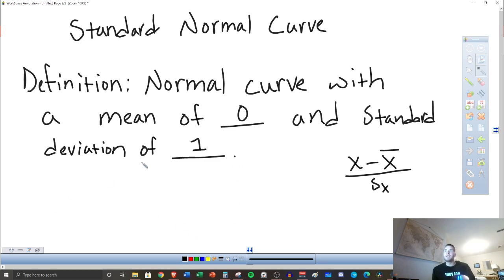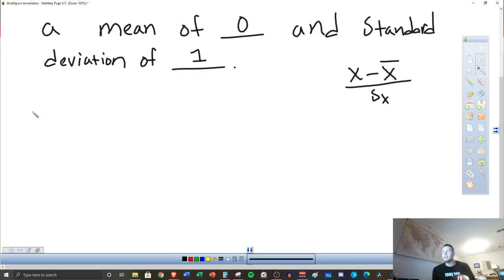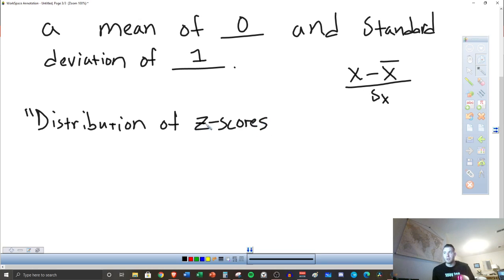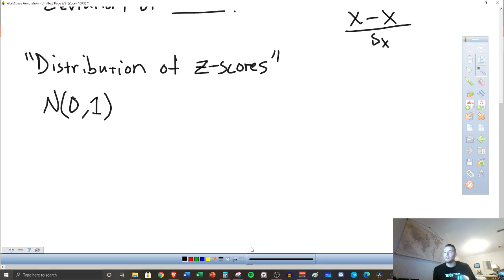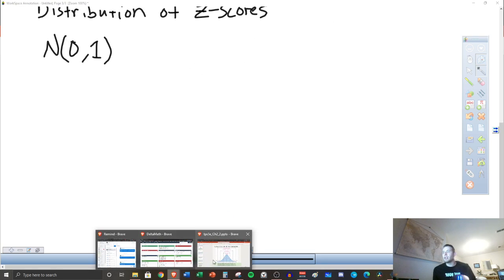So a standard normal curve is a normal curve with a mean of 0 and a standard deviation of 1. Let's put another talking point here: this is a distribution of z-scores. That's what standardized data is. It's just z-scores. And so we can ask questions about this. This is the notation, N(0, 1). We talked about that notation, I believe, in the last video. And we have an example that we want to look at.